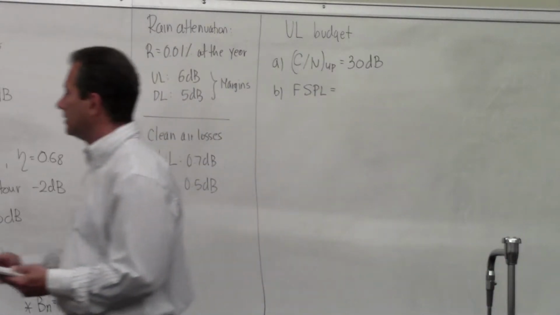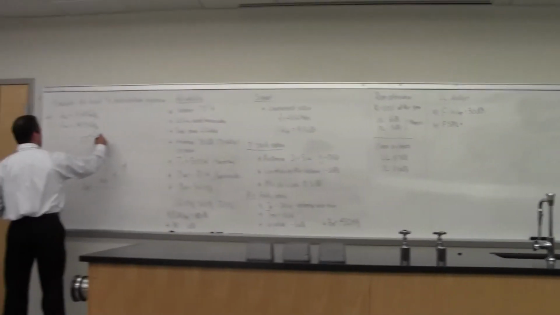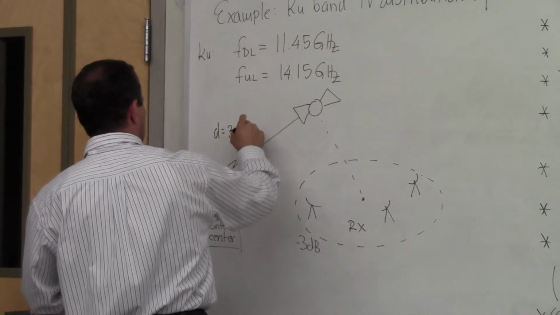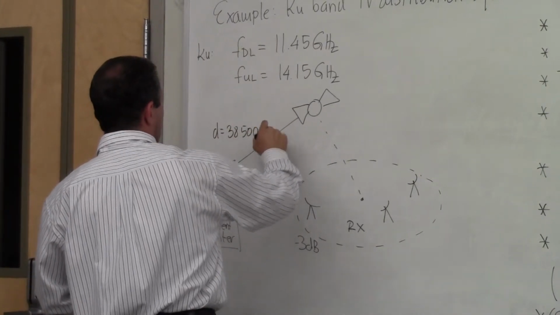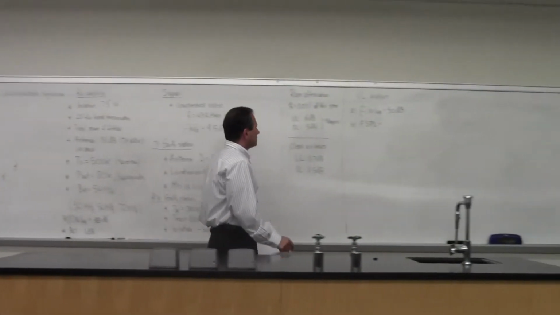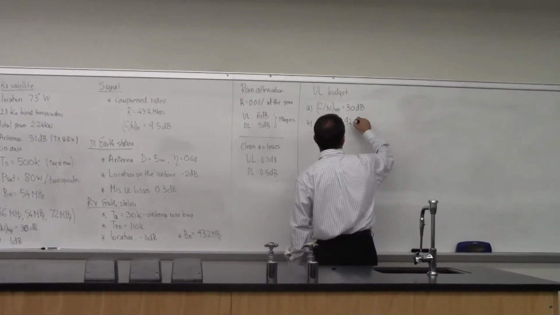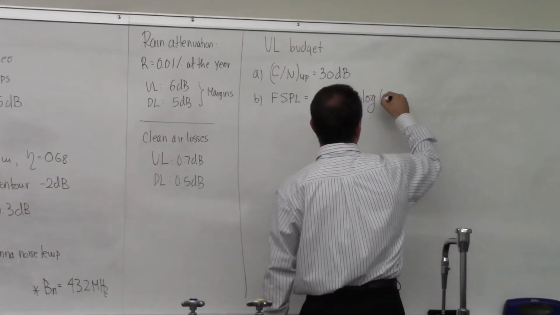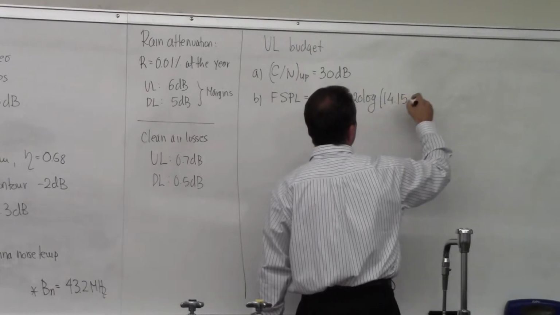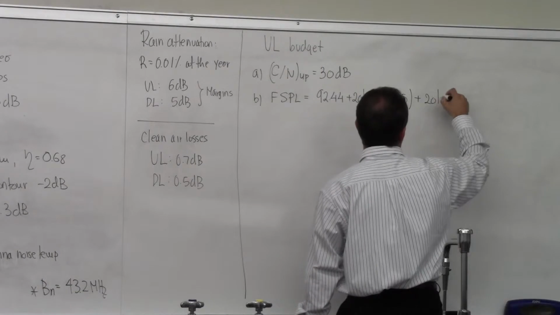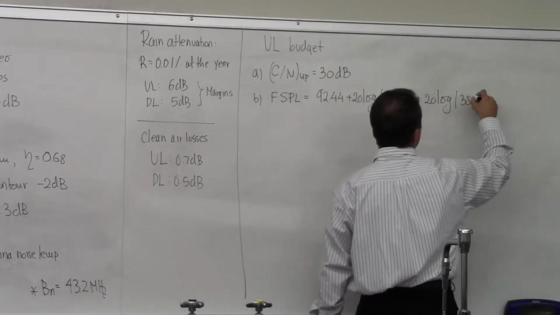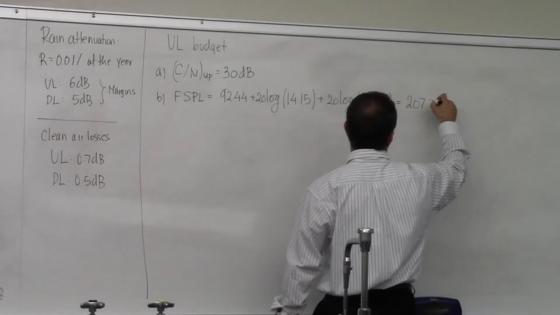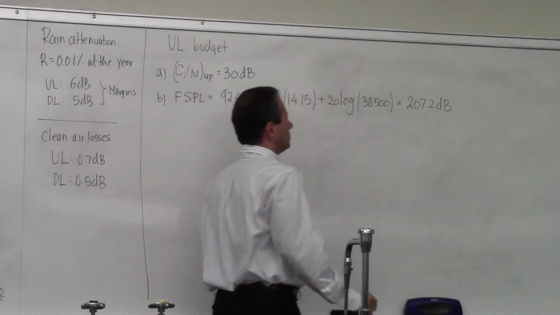I guess here, the distance to the satellite is 38,500 kilometers. So the free space path loss is 92.44 plus 20 log of the frequency given in gigahertz, which is 14.15 gigahertz, plus 20 log of the distance given in kilometers, so 38,500 kilometers, and this gives me 207.2 dB. Very large path loss.